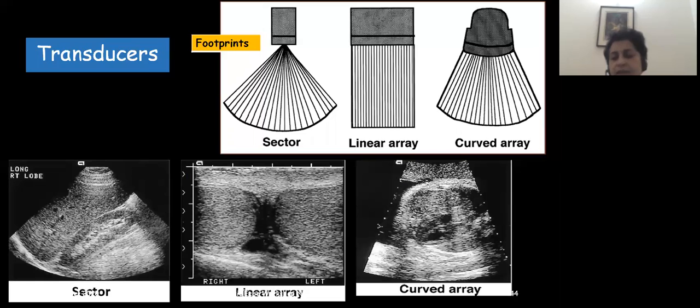Now there are different kinds of footprints, as can be seen in this image. So the linear arrays have a broader footprint, the curvy linear arrays have almost similar, and the sector have a small footprint, but it gives a broad picture of the structures that can be seen.